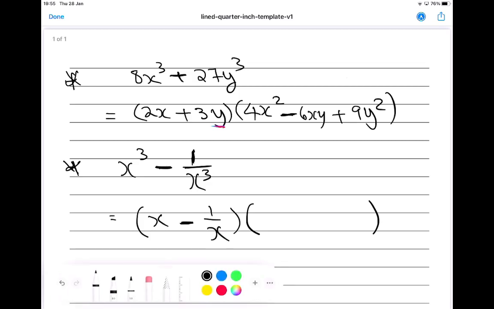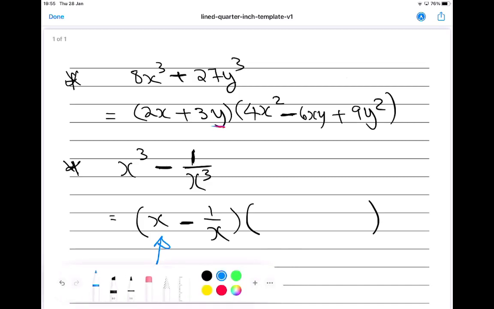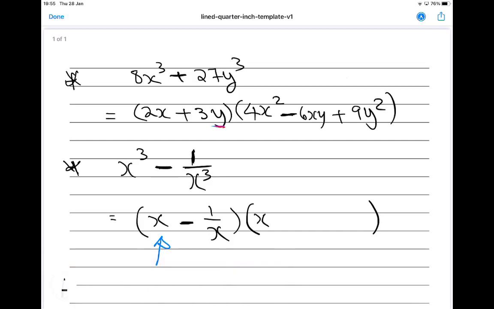And then to get our terms there in the second bracket, we need to take x and square it. So what is x squared? That will give us x squared. Because there is a minus sign in the first bracket, we know that we will have positive signs only in the second bracket, so that should be a positive.